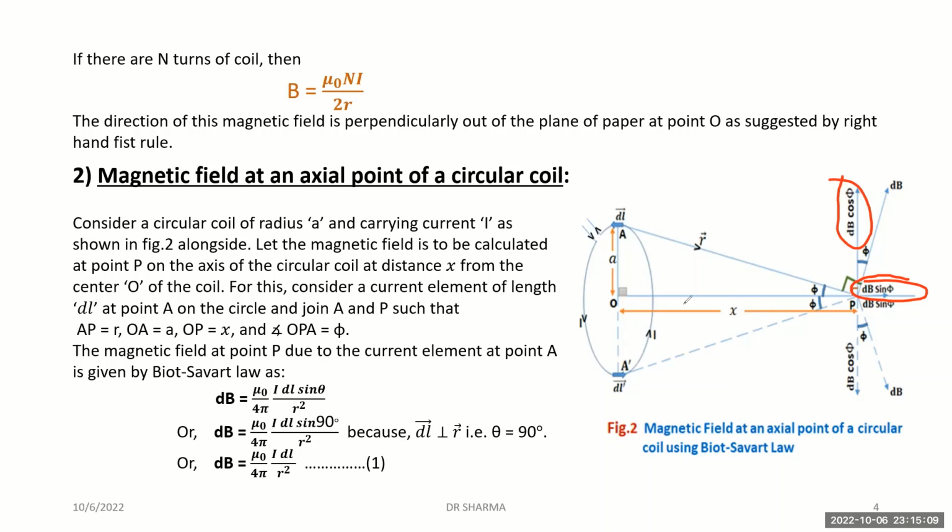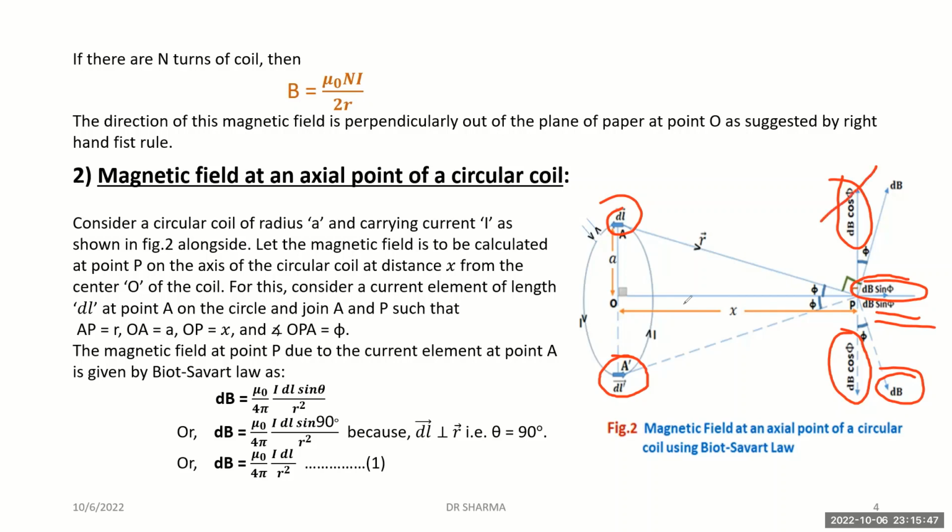If we consider the current element at a point diametrically opposite on the circumference of the circle, the magnitude of elemental flux density will be the same, and the vertical component of that elemental flux density will have the same magnitude but opposite direction. But the horizontal component adds up.